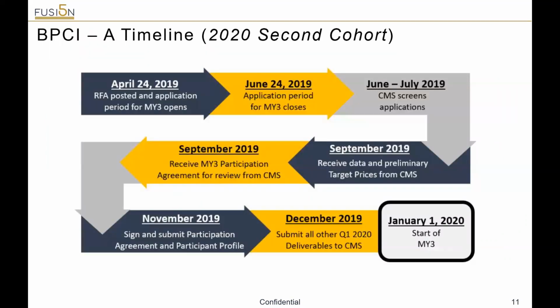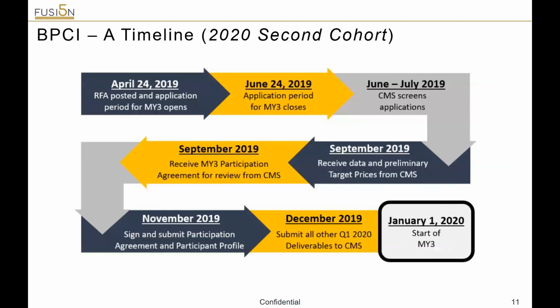The current timeline. This one is redone. This is actually borrowed from CMS, what they just put out. On April 24th of this year, a request for applications was released for the second cohort of applicants. Again, remember the first cohort started on October 1st of 2018. This is the second cohort application released on April 24th. Those applications are due on June 24th. This is where we need to record anybody that we wish to get data on, that would have the ability to work with us as a convener. They need to be on an application that is sent in on June 24th.